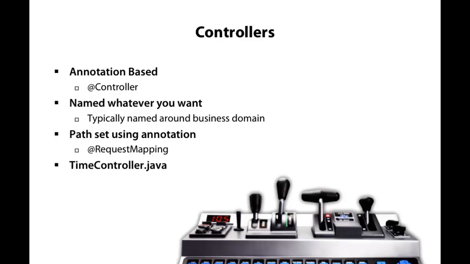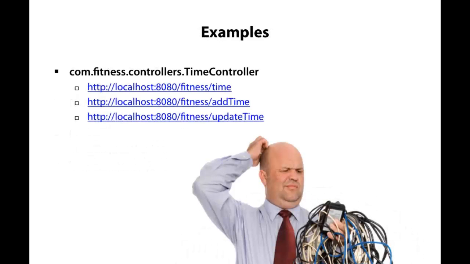And a good example of this is our TimeController.java. So if we're adding time, deleting time, what our goals are for that, that would be in our TimeController.java file. Some examples of the URLs associated with our controller could be time, add time, update time, those types of things.